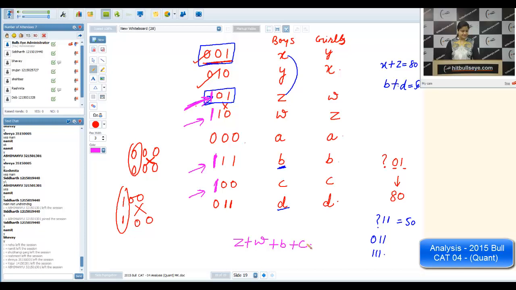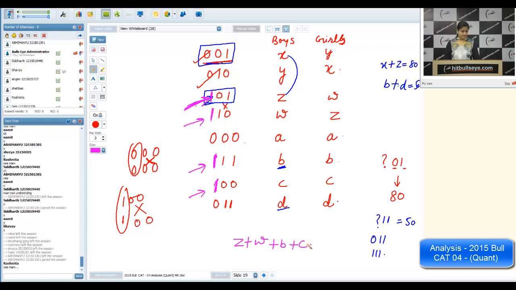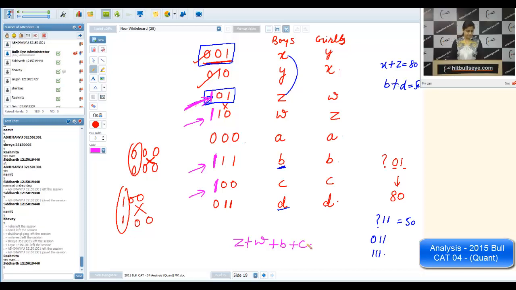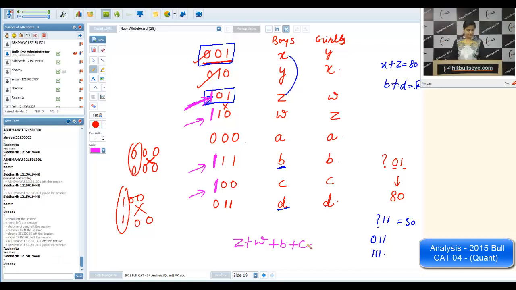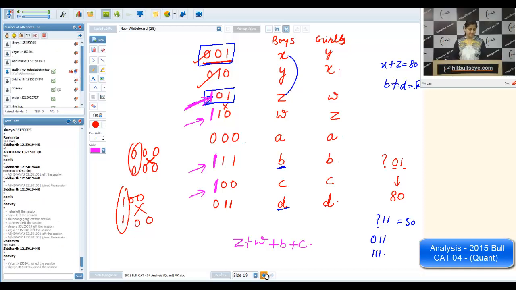Yes, guys. Siddharth, now is it okay? That was a difficult set to explain. Okay, that was the last set of the AR.